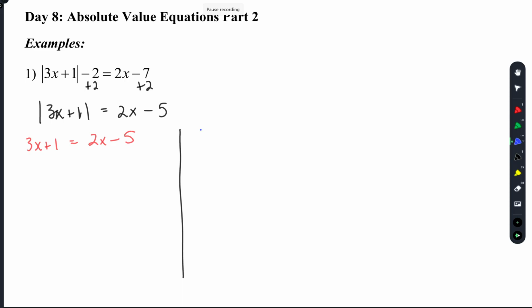And then the other one, you keep what's in the bars. So don't mess around with the signs on the 3x plus 1. But instead of positive 2x minus 5, you're going to say negative 2x plus 5. So you have to change the sign on the stuff not in the bars.